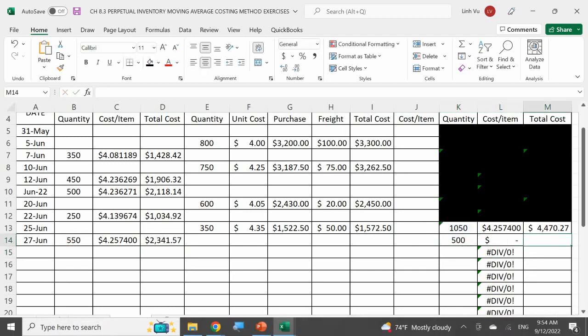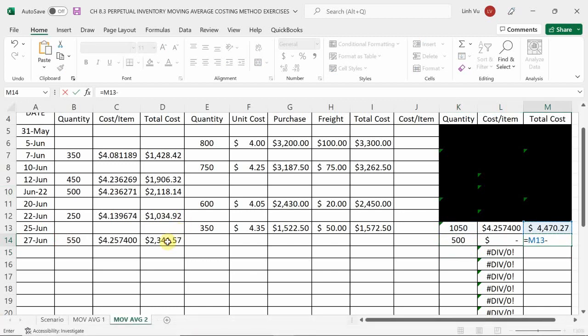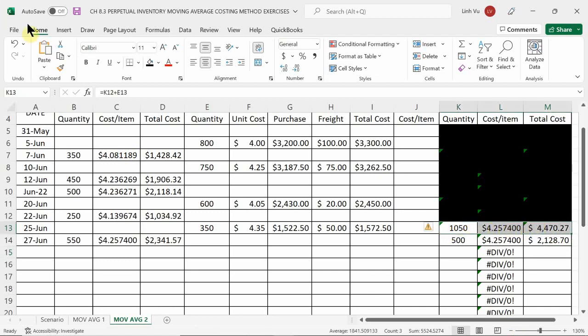100, which is exactly what we said we had left on hand, right? Because you still have to take a physical count at one point. $2,100. Okay, so there you go. There's the end of everything. Is you should have a total of 500 units at a grand total of $2,128.70. So this is moving average.